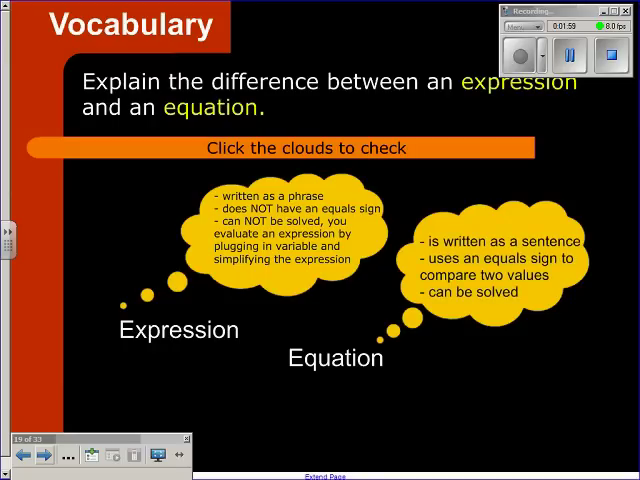An equation is written as a sentence. It uses an equal sign to compare two values, and it can be solved. So when somebody says solve for x, you are solving an equation. When you say evaluate if x equals 4, you are simplifying an expression. So one thing I want you to add to your expressions is that evaluating would be also called simplifying, and that equations are what you solve. So that is a major difference between the two of them.